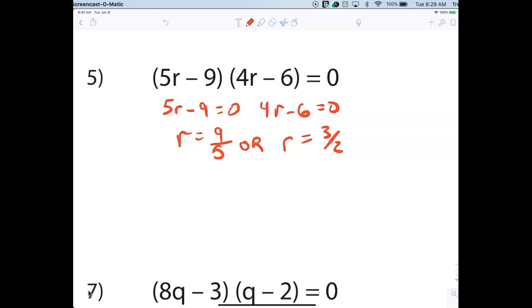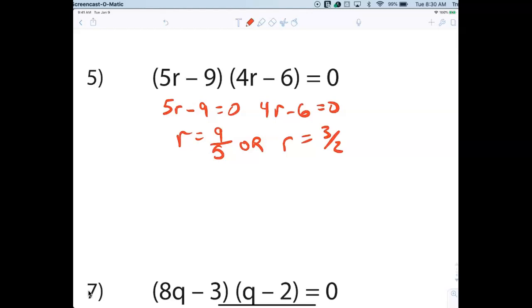If there's a negative, it'll be a positive fraction. Well, I mean, you're just solving a two-step equation. You did that last year. You see what I'm saying? You're just adding 9 and then dividing by 5 because you're isolating the r. That's all you're doing.